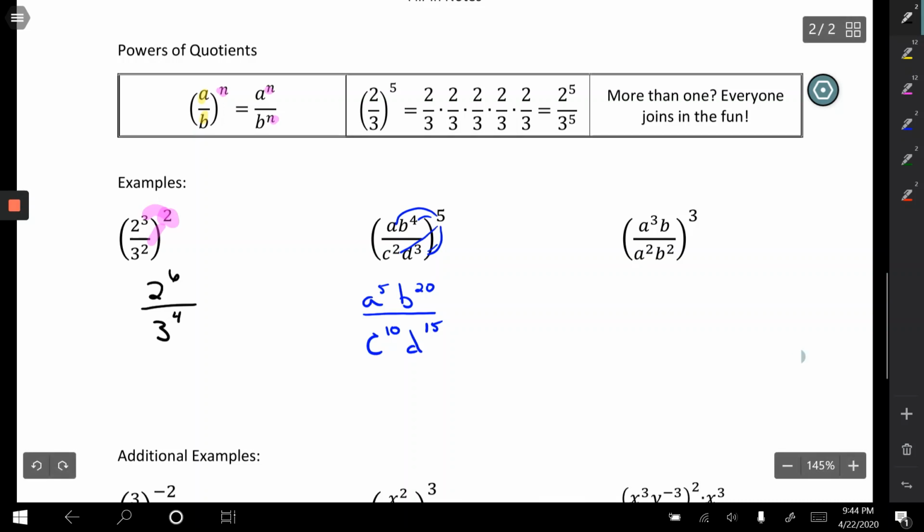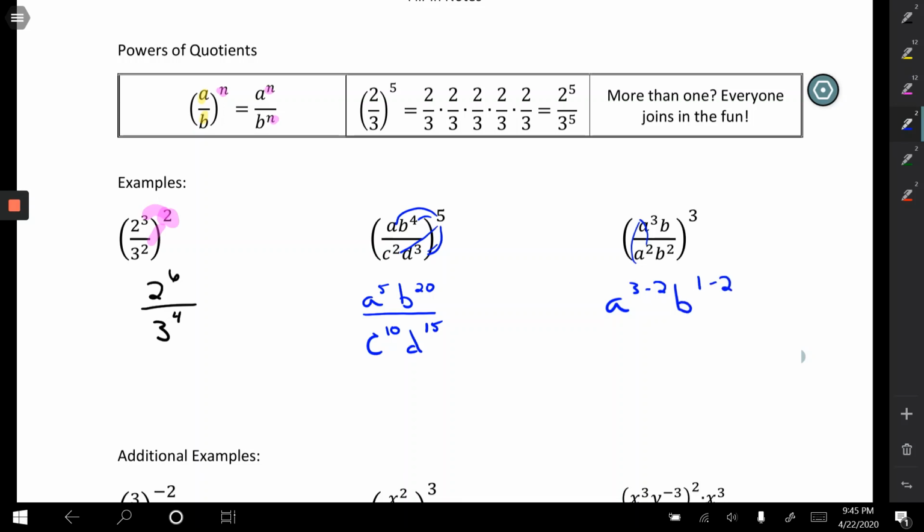So if I work from the inside out, and I'm looking at that quotient rule we learned before first, looking at these similar bases, I would have a to the 3 minus 2, and I would have b to the 1 minus 2. That means, in parentheses to the 3rd power, looking on the inside, I will have a to the 1 and b to the negative 1.